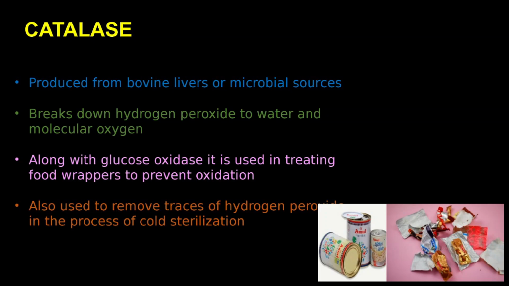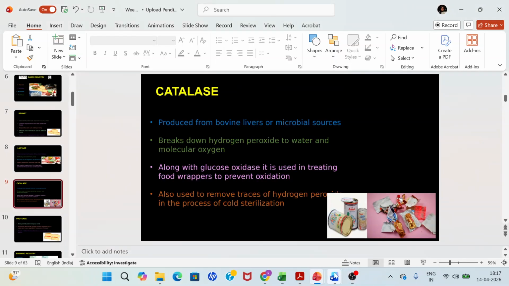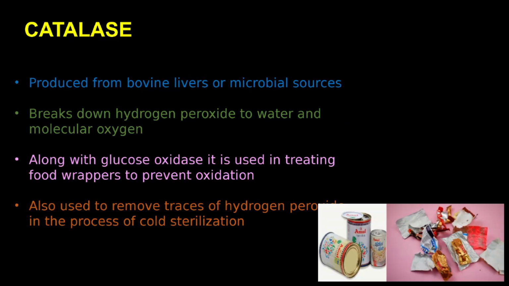Then the catalases, produced from bovine livers or microbial sources, break down hydrogen peroxide to water and molecular oxygen. Along with glucose oxidase, it is used in treating food wrappers to prevent oxidation. Basically, packaging material is made in such a way that it does not let our food spoil quickly. So catalases are also used to remove traces of hydrogen peroxide in the process of cold sterilization, basically to keep the food safe.